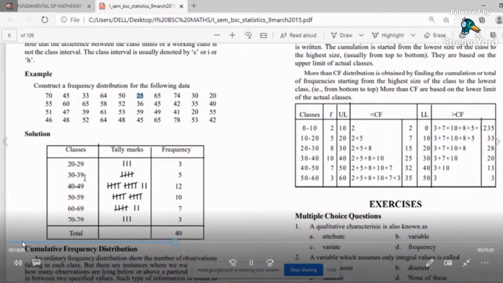Again, classes are represented: 30 to 39. The tally mark is given. You pick up the observations from this data. So 5 is there, so let us put the 5 here. 40 to 49. You can find out which observations belong to that 40 to 49 interval, put tally marks here and count the frequency. In a similar way you can find the class frequency representation for the given data.